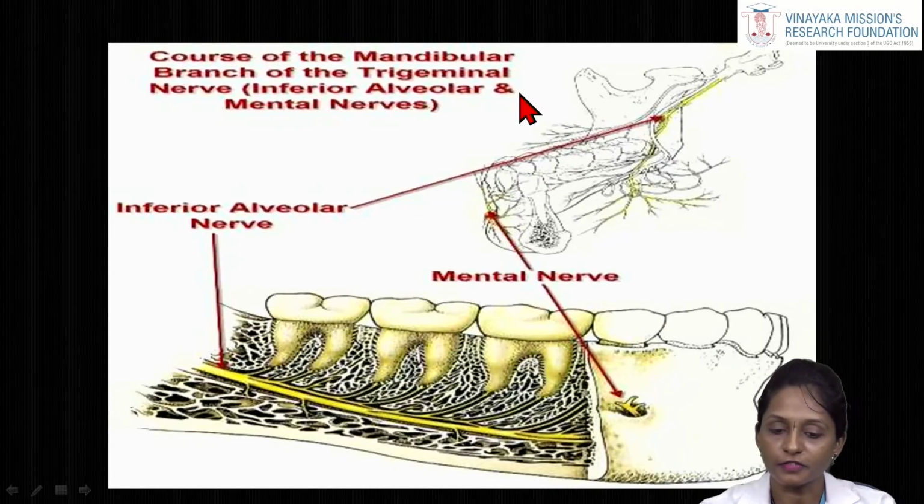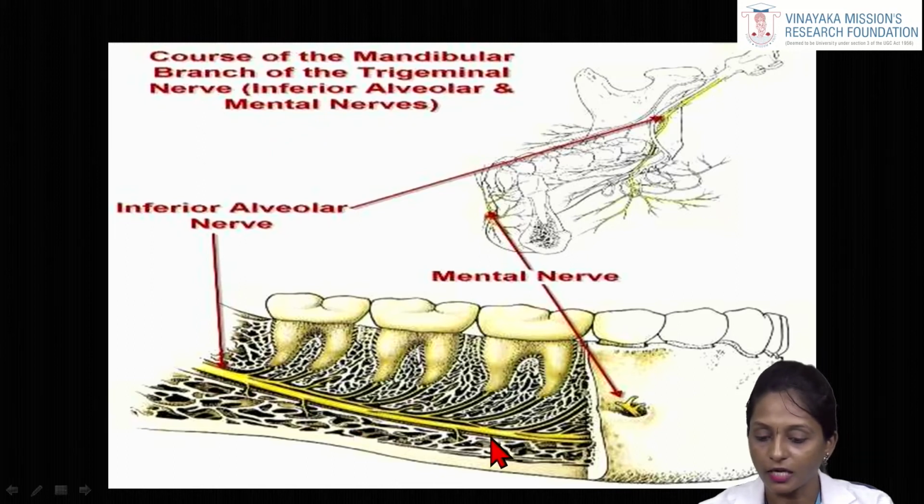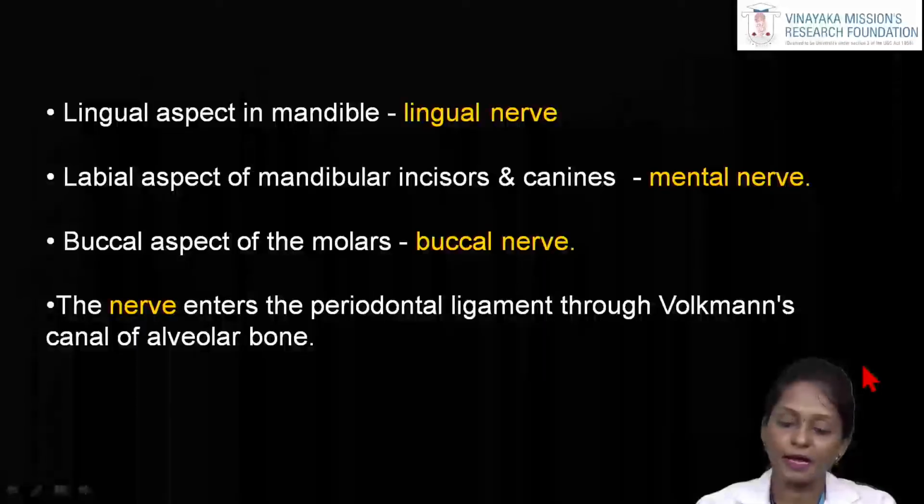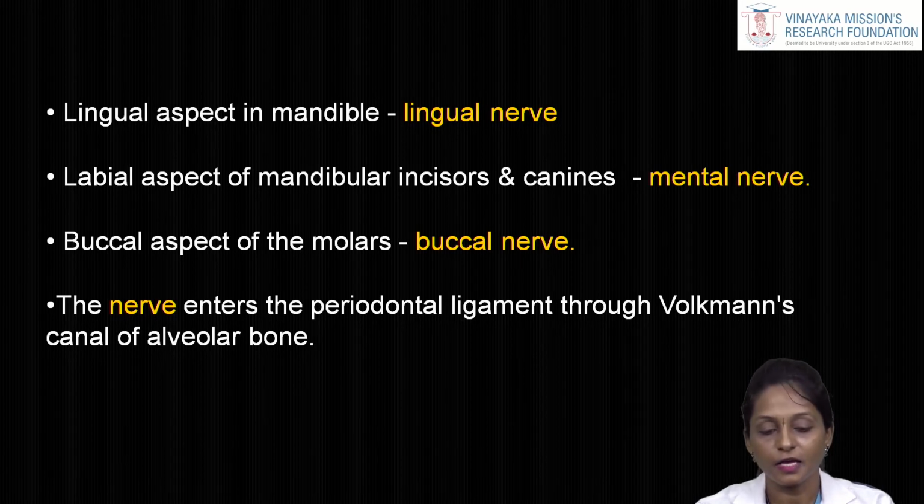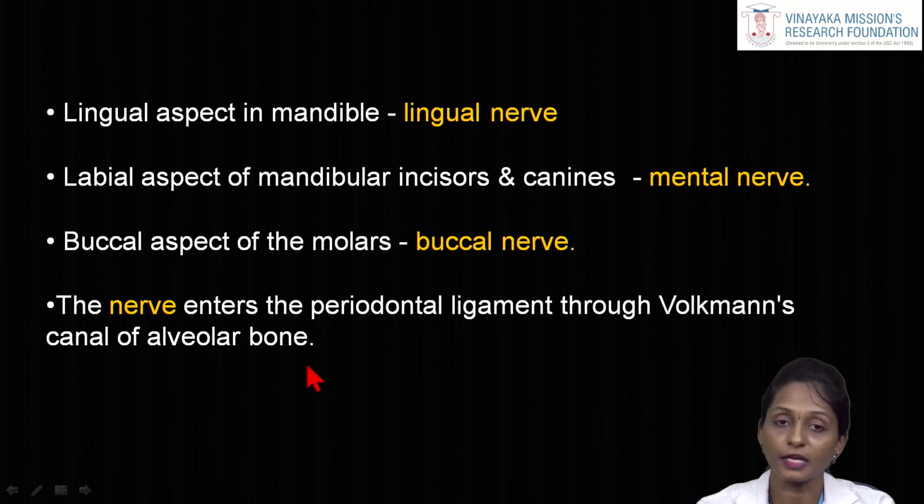Here you can appreciate in this picture the course of the mandibular branch of the trigeminal nerve, that is your inferior alveolar and the mental nerves. This is your inferior alveolar nerve, it passes through the mandibular canal and supplies all the roots of the posterior teeth, and it emerges out through the mental foramen, and hence it is called a mental nerve. The lingual aspect of the mandible is supplied by the lingual nerve, and the labial aspect of the mandibular incisors and the canines are supplied by the mental nerve. The buccal aspect of the molars is supplied by the buccal nerve. The nerve enters the periodontal ligament through the Volkmann canal of the alveolar bone.